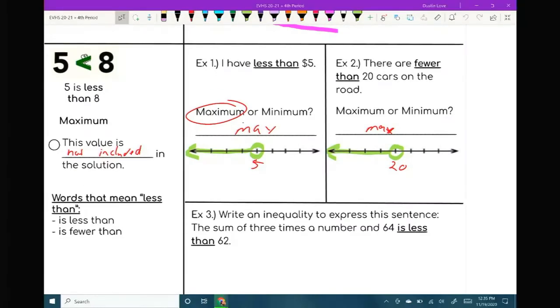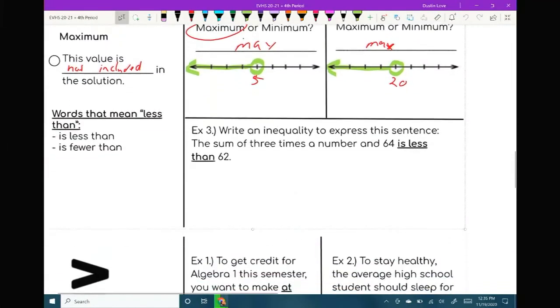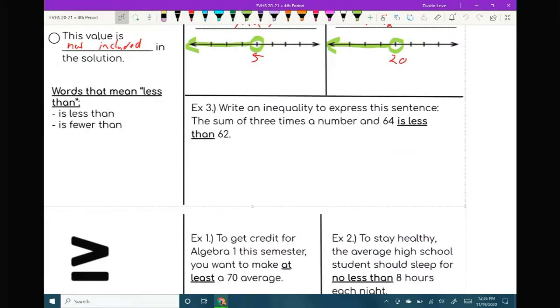Okay, moving on to number 3. We want to write an inequality that expresses this sentence. Now, we covered this type of stuff back in Unit 1, and it's kind of going to come back to haunt us if you don't remember how to transition these sentences into algebraic expressions. Now, remember that anytime we had sum of, product of, difference of, that always ended up being a set of parentheses with whatever operation it was, in this case, sum, being in the middle.